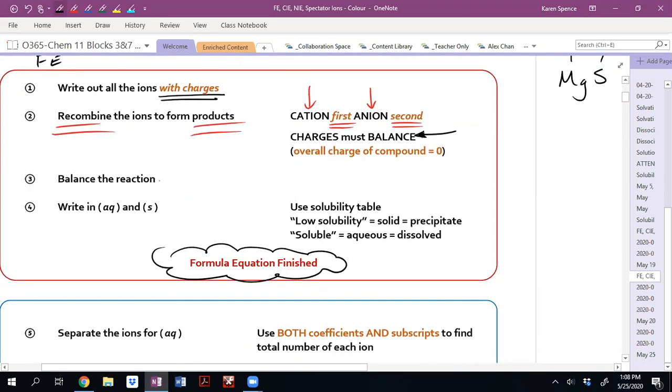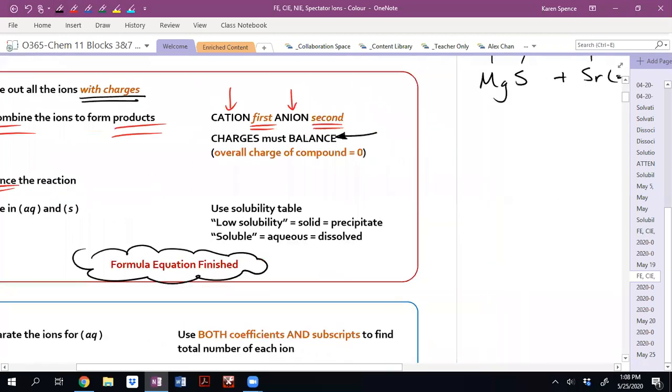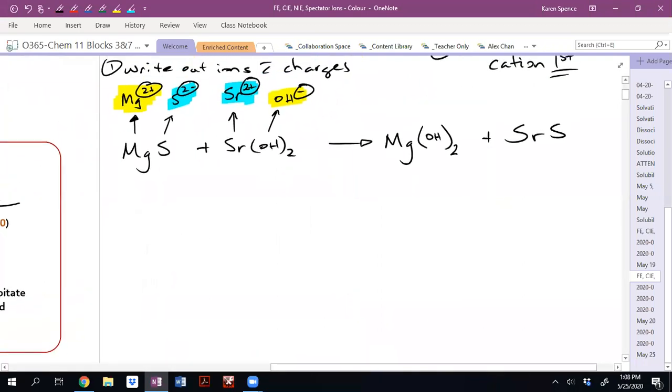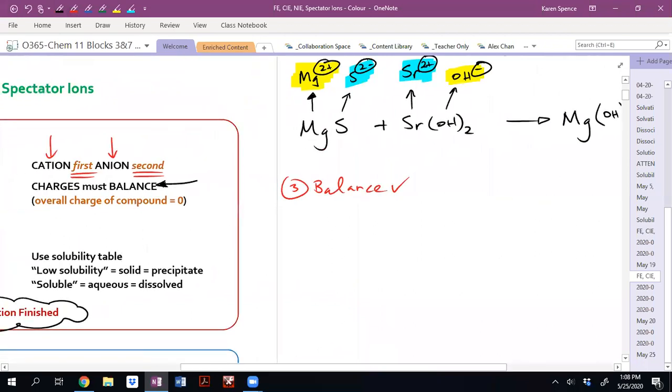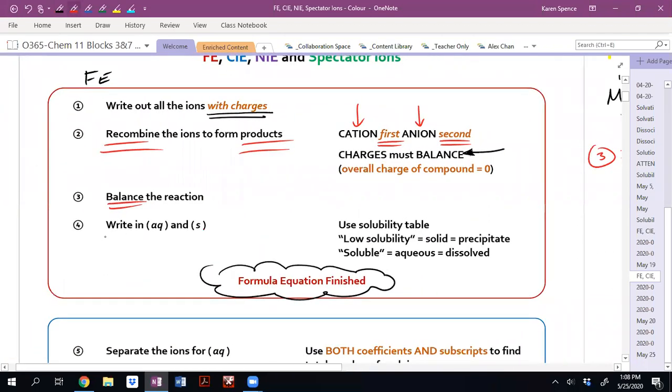The next thing we're going to do is balance the reaction. You guys have gotten pretty good at this now. So step three is balance the reaction. Actually, that's already balanced because we've got one of everything except for the hydroxide, where we have two, so we are done. No coefficients this time. We are now going to write in our aqueous and solid.